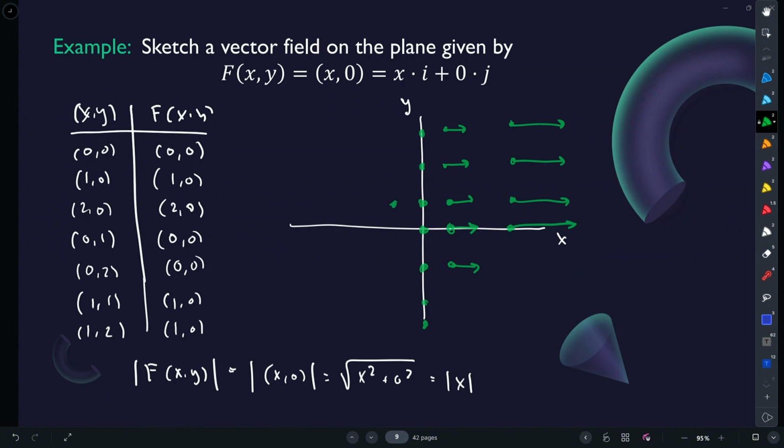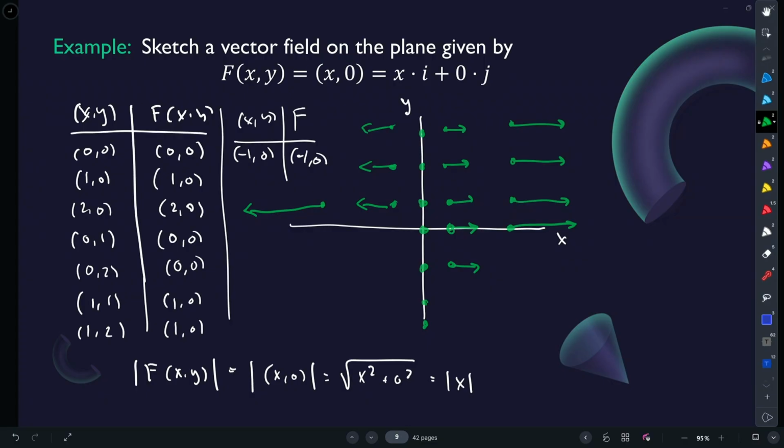And on the other side, I didn't do any negative values, I should have. What happens at minus 1, comma 0? The vector is minus 1, comma 0. So the vector here actually points in that direction. And if I am all the way over here, then it's a larger vector.